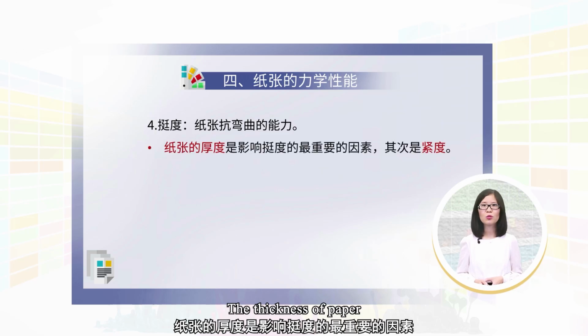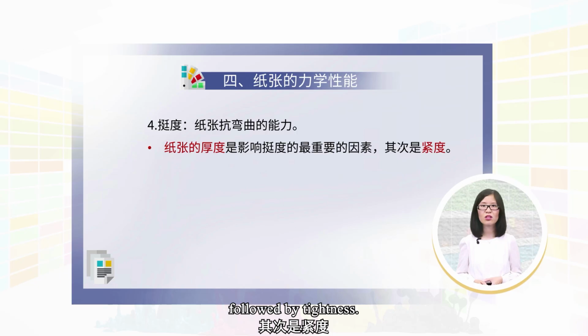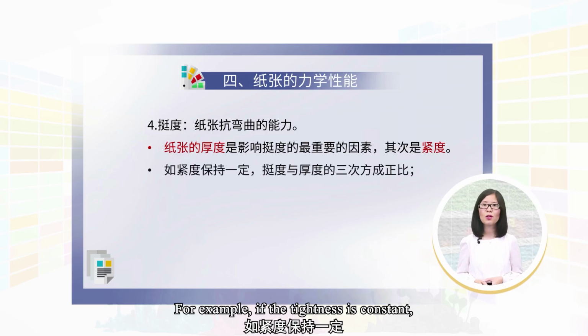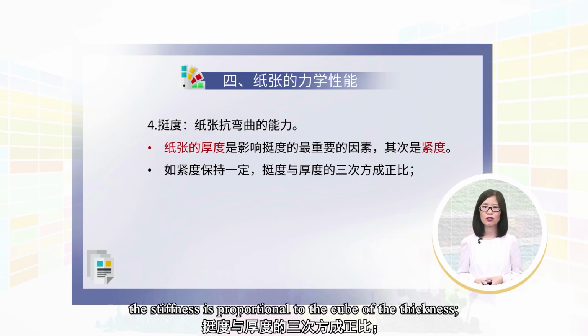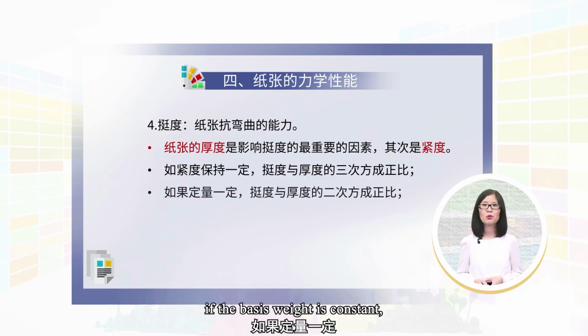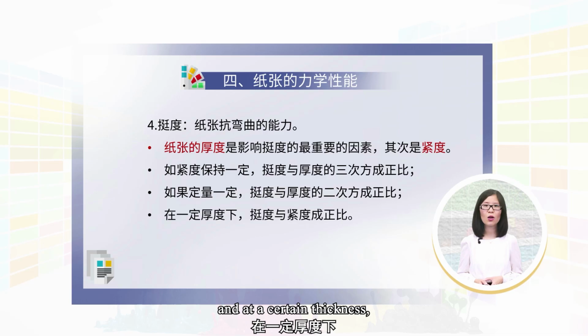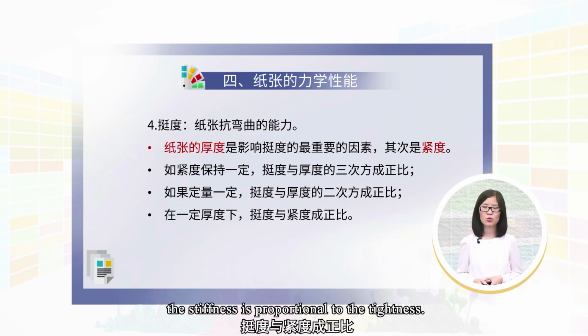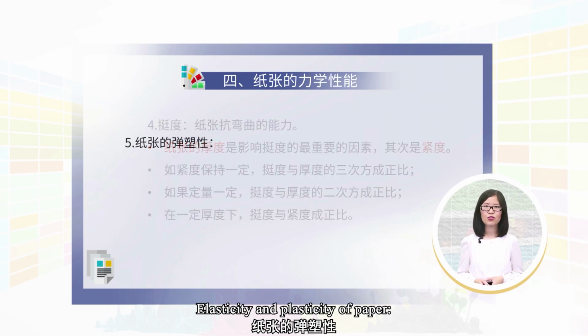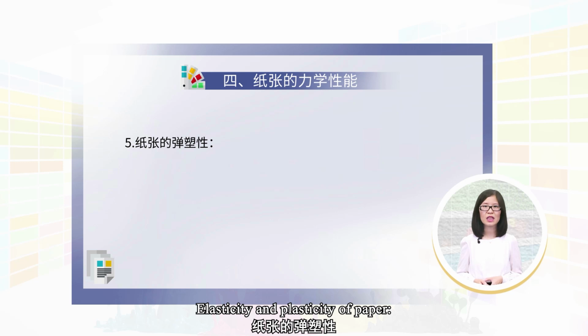The thickness of paper is the most important factor affecting stiffness, followed by tightness. For example, if the tightness is constant, the stiffness is proportional to the cube of the thickness. If the basis weight is constant, the stiffness is proportional to the square of the thickness. And at a certain thickness, the stiffness is proportional to the tightness. Elasticity and plasticity of paper.